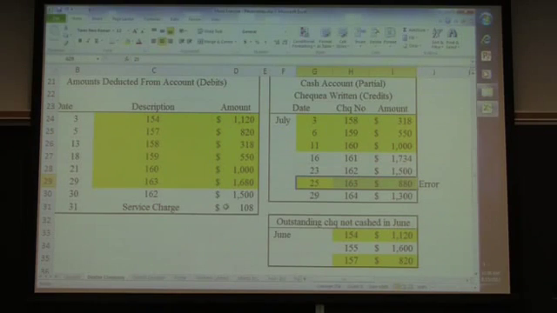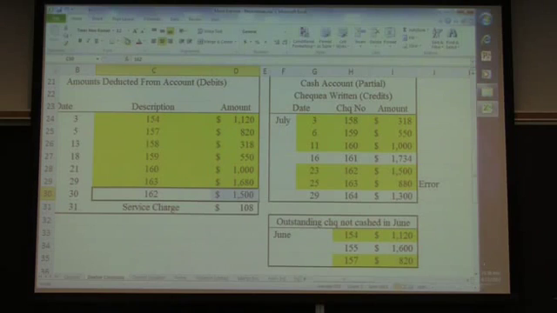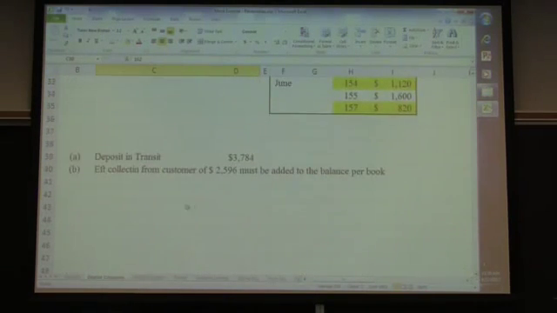And then we also have check 162. It has cleared through the bank as well. So basically, the outstanding checks that have not cleared through the bank are check 155, check 161, and check 164. So to answer part 2 of the question here.